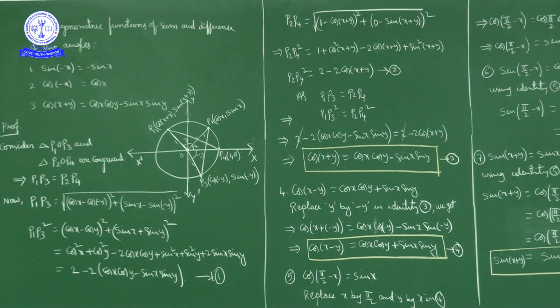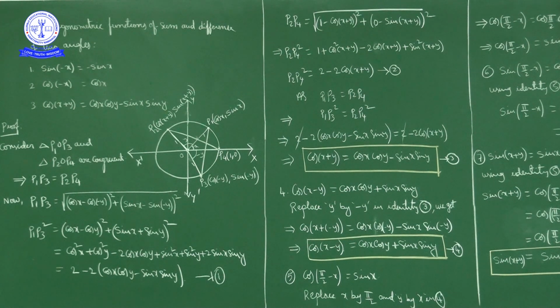In this proof, using the third identity, wherever y is there, y is replaced by minus y. So we got cos of (x plus minus y) is equal to cos x into cos of minus y, minus sin x into sin of minus y. Cos of minus y is cos y. So cos x cos y minus sin x into sin of minus y, which is minus sin y, so minus of minus is plus sin y. So the cos(x minus y) formula is cos x cos y plus sin x sin y.